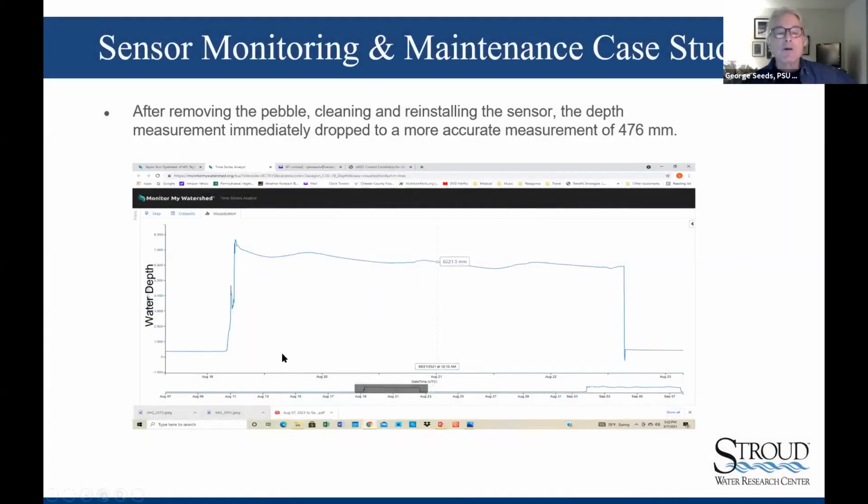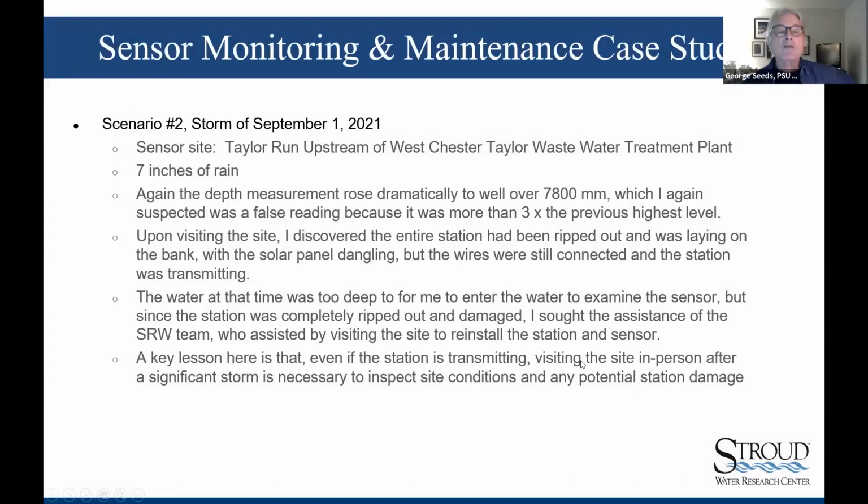You can see here from the time series analyst data that the depth was up here over 7,000. I cleaned it, and you can see how it immediately, after I dislodged the pebble, dropped down to normal levels.